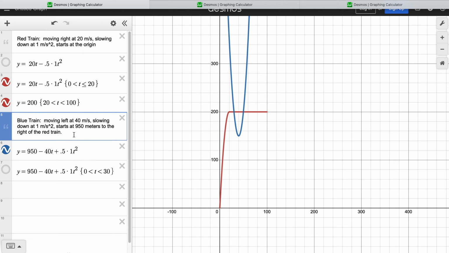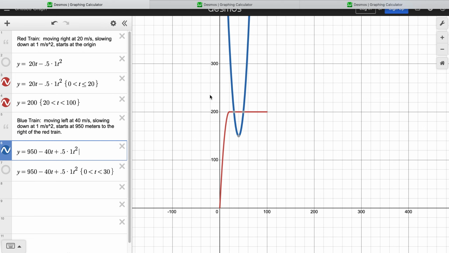Now, look at the blue train. The blue train was moving left at 40 meters per second. It was also slowing down at 1 meter per second squared, but it starts at 950 meters to the right of the red train. Again, it tells you that the two trains are 950 meters apart. So then the blue equation represents the blue train. 950 starting position minus 40t has a negative 40 velocity, right? You're moving to the left. And look, it's slowing down. So I made these two signs opposite. If the velocity is negative and the acceleration is positive, that will make it slow down.